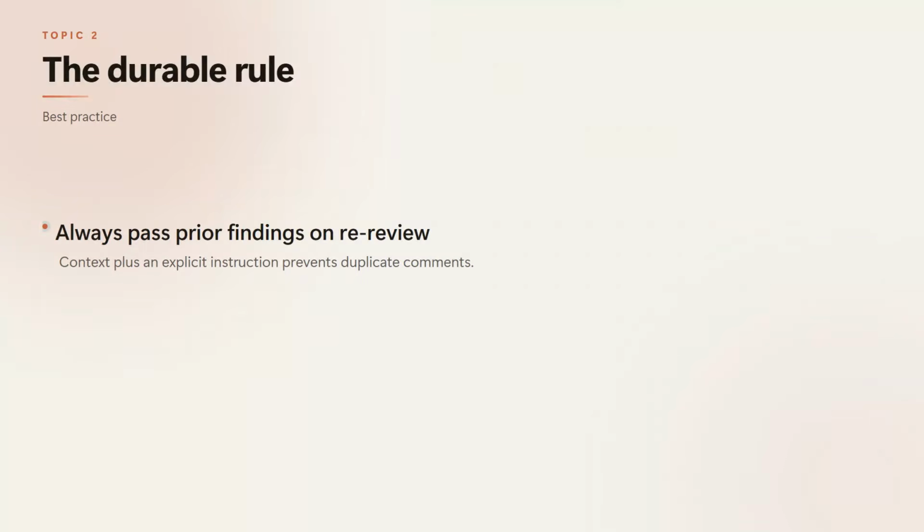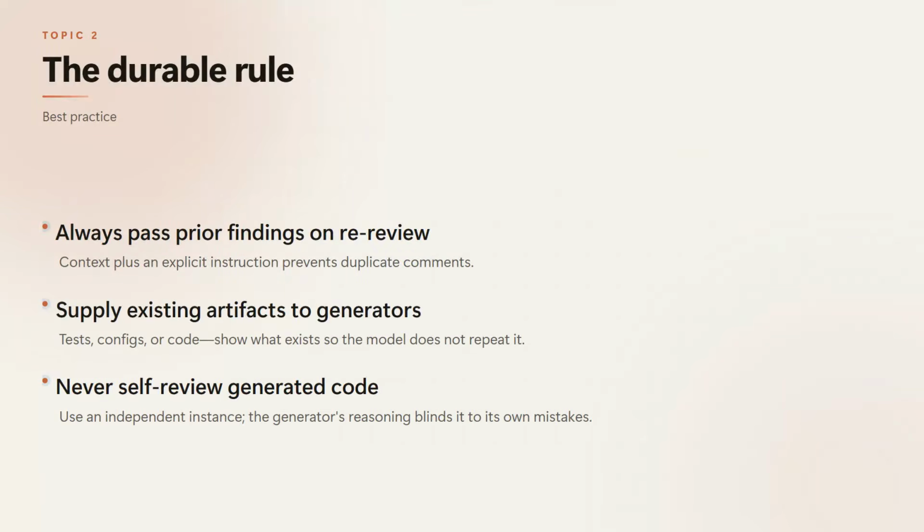The durable rule is, when you rerun any generative step, give it the prior output and tell it to report only deltas. This applies to reviews, test generation, documentation, anywhere a model might repeat itself. For test generation specifically, supply the existing test files and encode your testing standards in CLAUDE.md. And never let the same session review the code it wrote. The reason is not that the model is lazy, it is that the session still holds the reasoning that produced the code, so it is unlikely to question its own decisions. An independent instance starts fresh and sees the code as it is, not as it was intended to be.